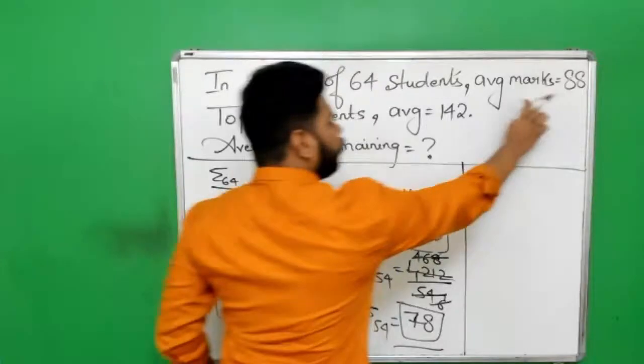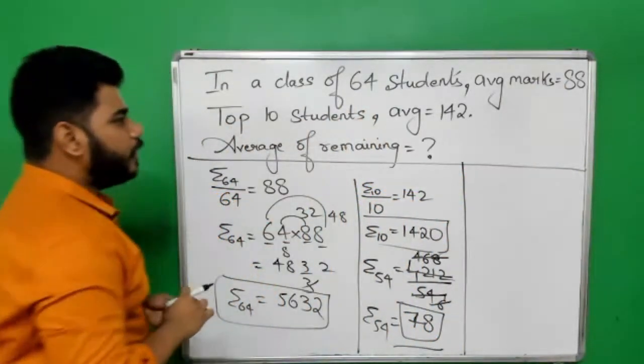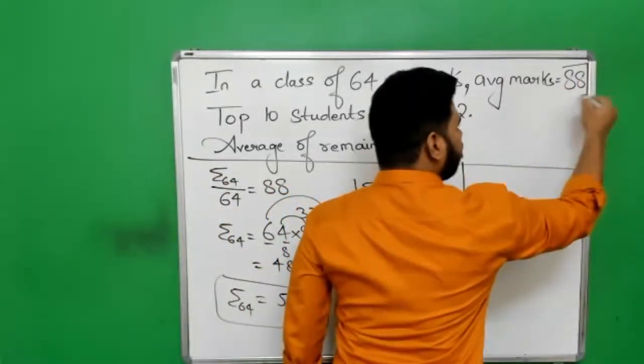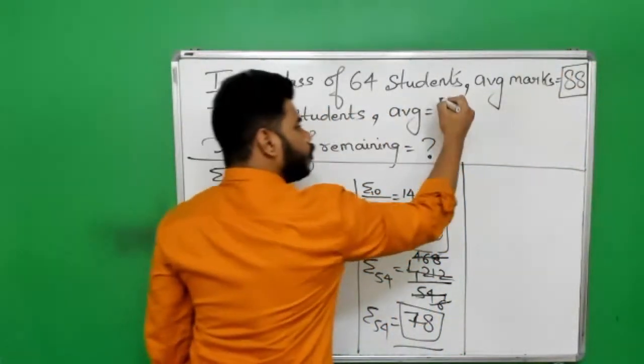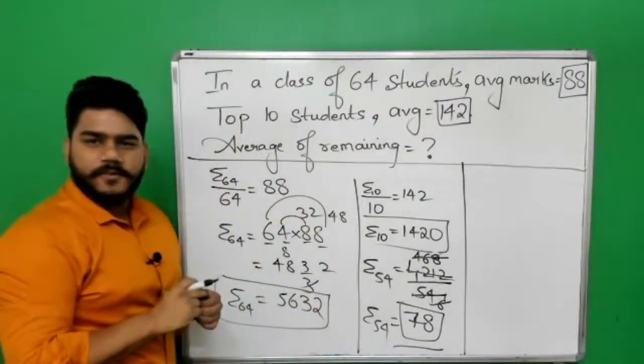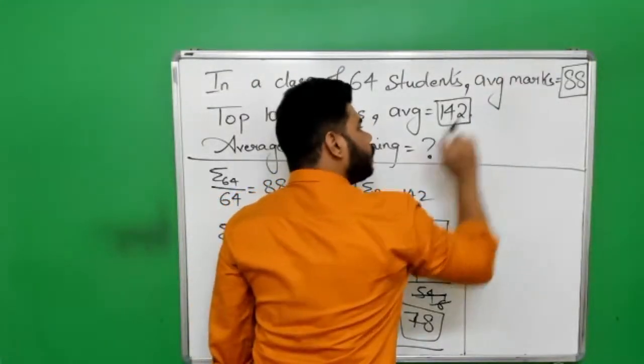Sir, the average of 64 students is 88. The top 10 students scored 142. Now, can you tell me, the average is 88, okay, and 10 students are scoring 142? How much more are they scoring than the average? Sir, the average is 88. They have scored 142, so how much more have they scored?